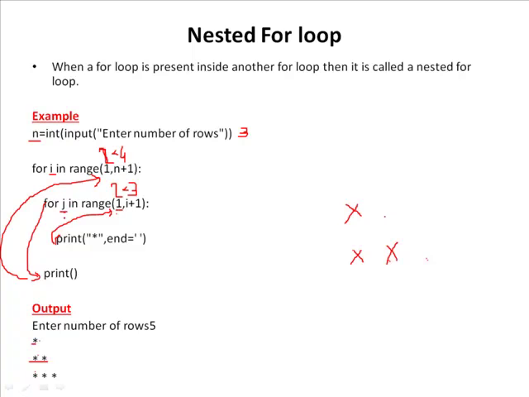Now again the control will go to the inner loop incrementation. Now j value is 2 plus 1. That means j value is 3. So now the internal condition is 3 less than 3. Condition is false.